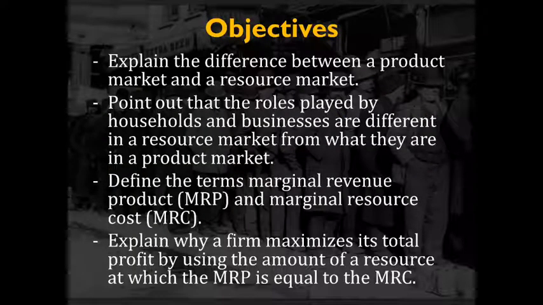Essentially, we're going to look at how product and resource markets are different, look at the roles for each, look at new terms, marginal revenue product and marginal resource costs, and look at the profit maximizing rule for resources at which MRP is equal to MRC.